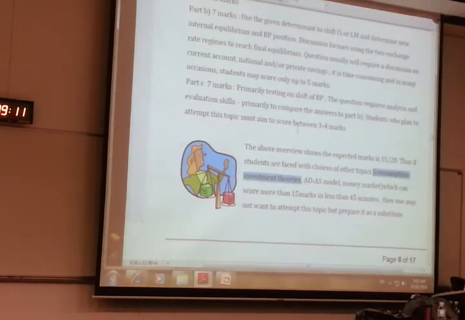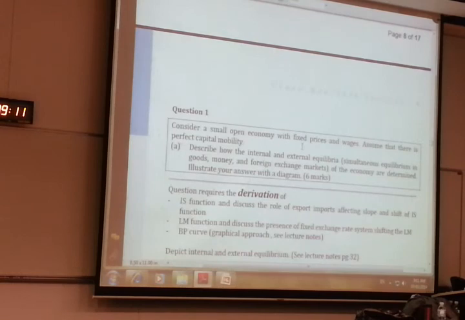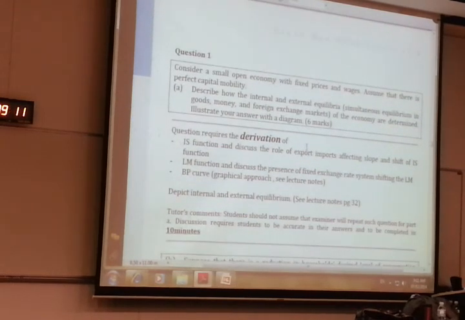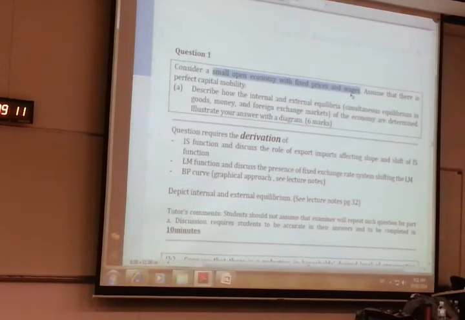Okay, so let's look at the tutorial question. This is how the question will look. The question in the exam will look terribly long. Once again, the question will not say Mundell-Fleming, will not say IS-LM-BP. The question will merely say small open economy, which has a BP curve. Fixed prices and wages, that's IS-LM.